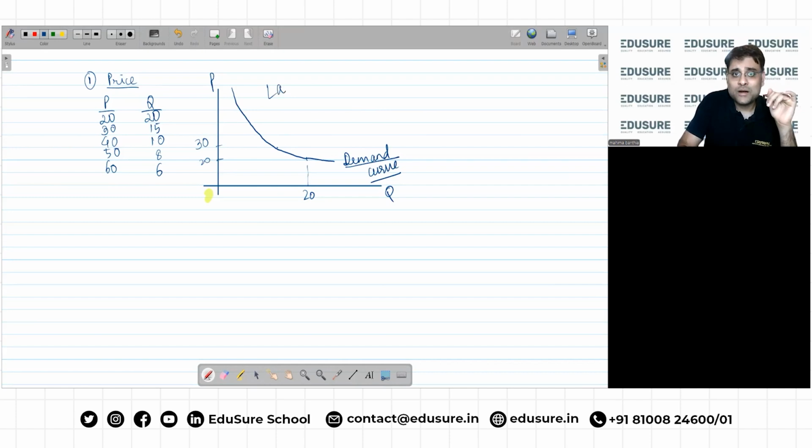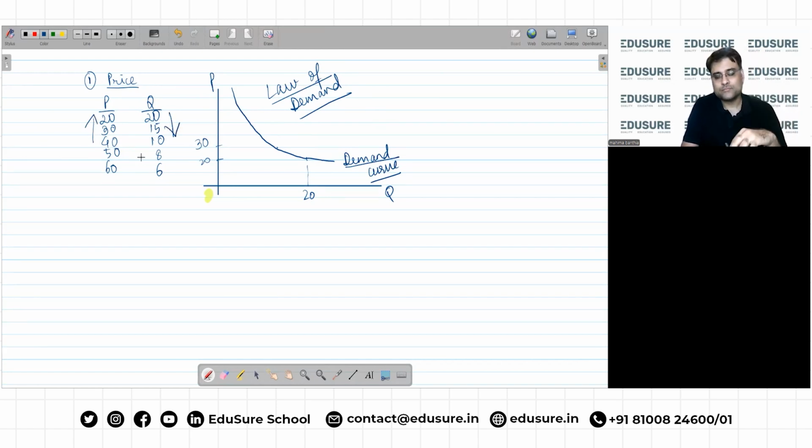So whenever the law of demand is satisfied, I will obviously get a downward sloping demand curve, because as the price is increasing, the quantity is reducing. So the price and the quantity have an inverse relationship. Now let's come to the second determinant, that is income.